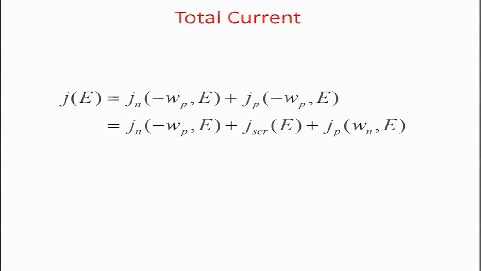So, the total current in this case turns out to be, if you take for a particular energy, small j(E) is equal to Jn(-Wp, E) plus Jp(-Wp, E), and this is Jn at minus Wp, Jp at Wn plus whatever is generated from the SCR region. So, essentially we are saying this Jp in this case is nothing but Jp at Wn plus whatever is generated from the SCR region. Because remember the total current throughout the device has to remain constant.